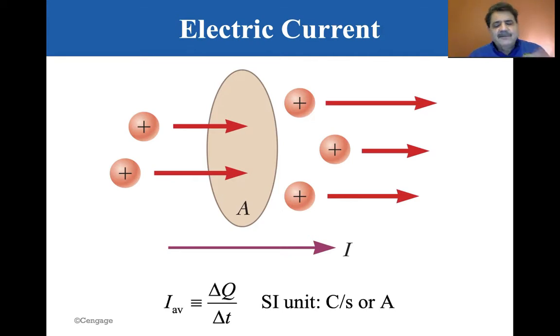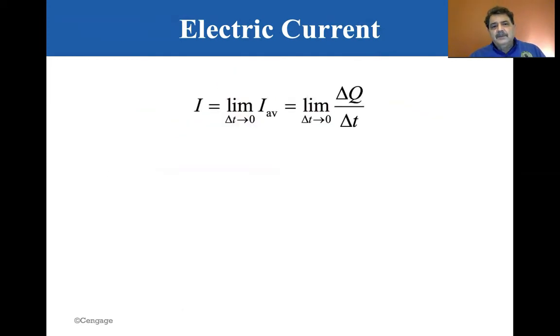So the average current is equal to delta Q over delta T, the amount of charge over a particular amount of time. The SI unit for current is the amp, or it's coulombs per second. So 1 coulomb per second is 1 amp. So I is equal to the limit of I average, as delta T goes to 0, of delta Q over delta T.